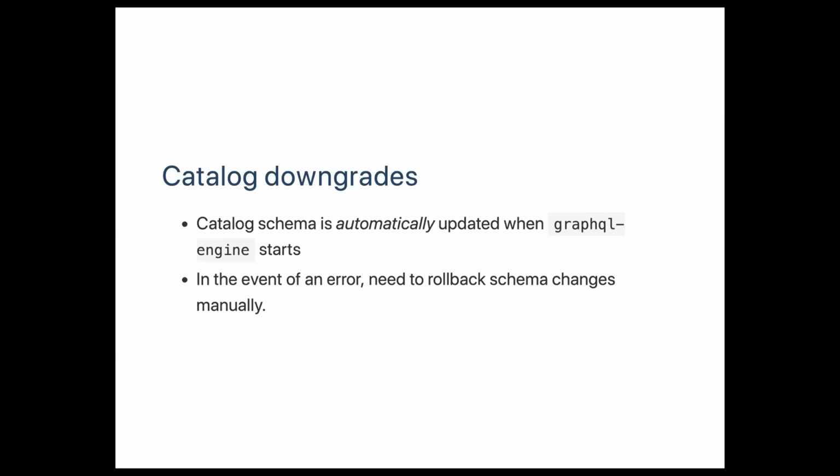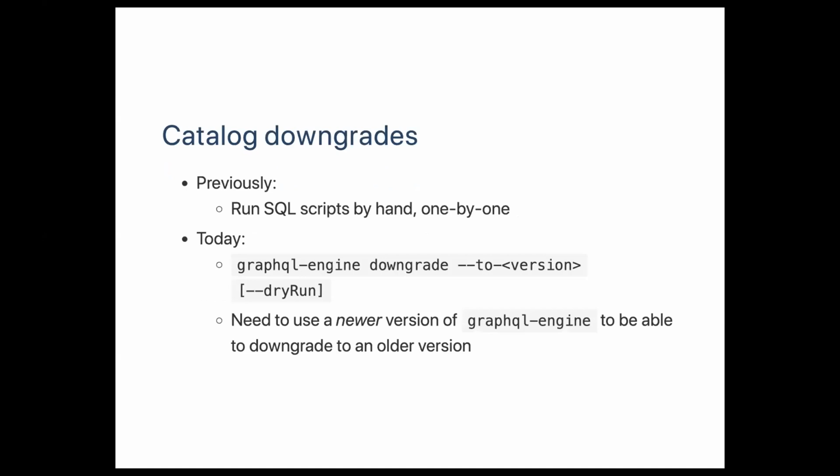However, if you run into problems with the version, for example, you're going to have to roll back to a previous version. But if there were schema changes in the catalog, you need to roll back the schema changes as well. And those downgrades are not automatic. In the previous versions, what you would have to do is run these SQL scripts by hand, one by one. So if there were five upgrades to the catalog, you would have to, in reverse, run 5 SQL scripts. You could have gotten those out of the documentation, but obviously that's not ideal.